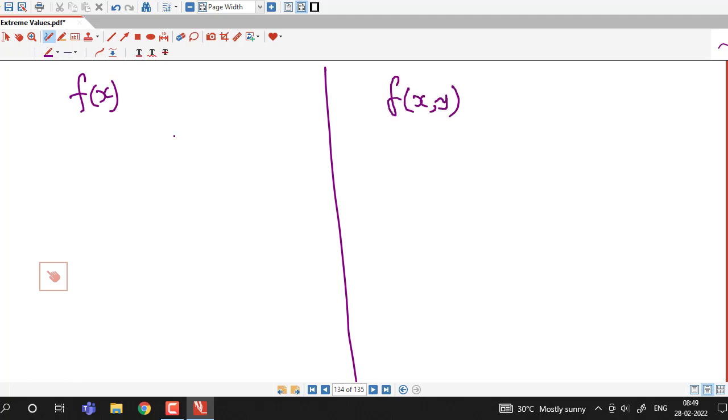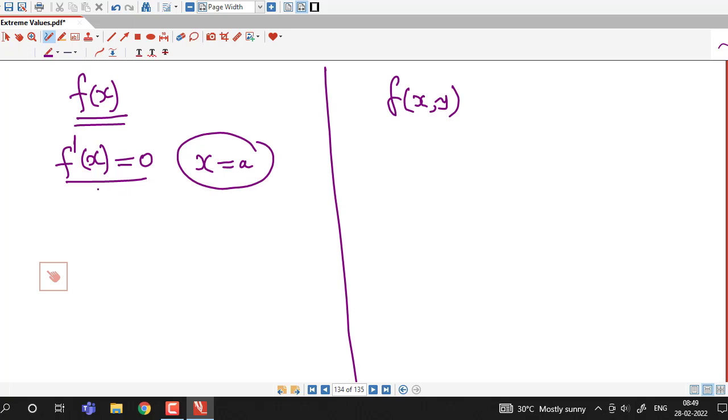If you recall, the second derivative test for functions of one variable is: first we find the critical points by solving the equation f'(x) = 0. Suppose x = a is a critical point of f(x), then x = a is the candidate for local maximum or local minimum. Now how to decide whether f(a) will be a local maximum or local minimum? For that we have learned a second derivative test.